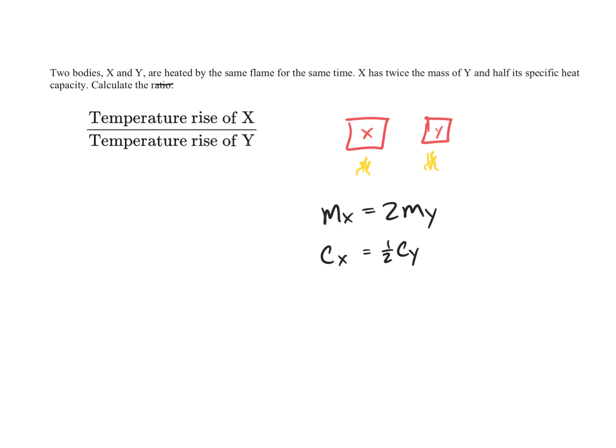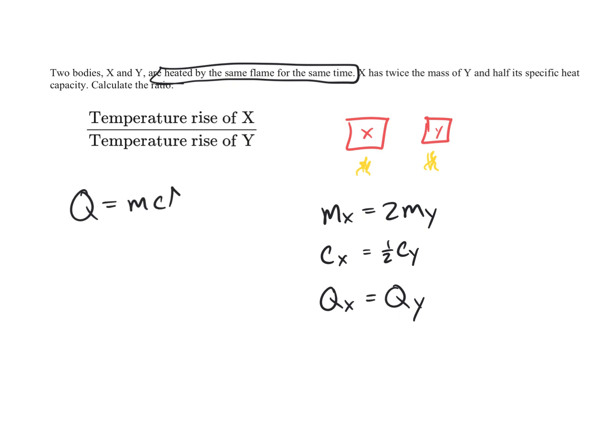Well, how I would interpret this, where it says it's heated by the same flame for the same amount of time, is I would take that to tell me that the heat of X and the heat of Y would be the same. So we're going to take our equation for specific heat capacity, which is Q = mcΔT, and we're just going to solve that for ΔT, which would be Q over mc. So we want to solve for that in terms of X and Y.